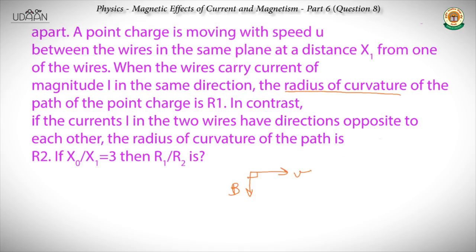So a force acts on it, q into v vector cross B vector. So v cross B. If we do the cross product, basically it will come into the plane, and the particle, if we watch from here, the movement will be somewhat like this, in a circle.